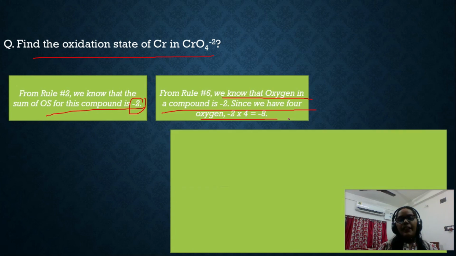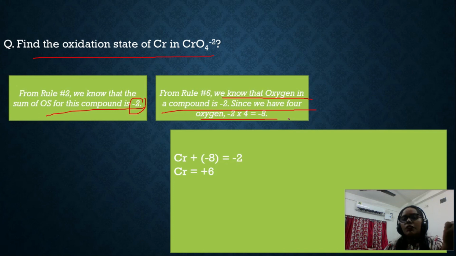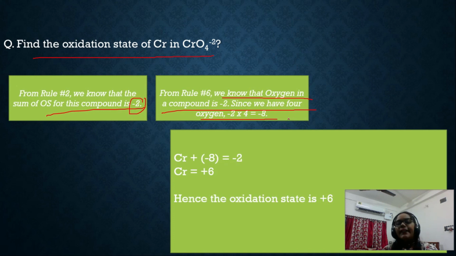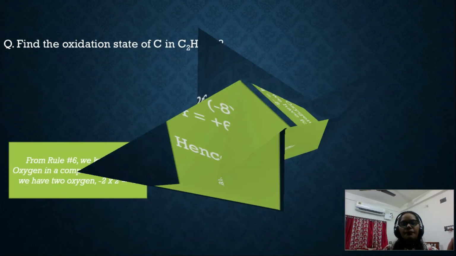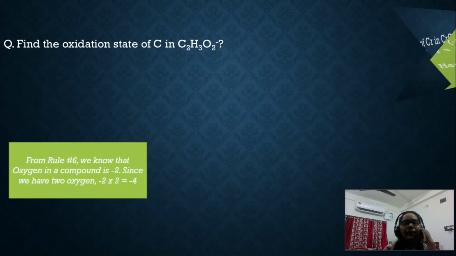Yeah. Next we will see. So chromium, we have to find out the value of the chromium. Chromium plus -8, that is for the oxygen, equals -2, right? So chromium is ultimately +6. So thus you can calculate the oxidation state of any element if you are given one compound. This type of question you will have.